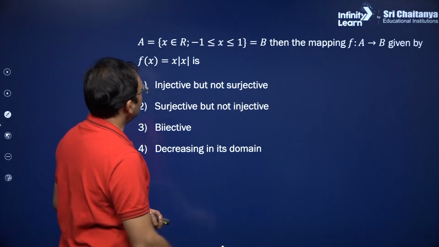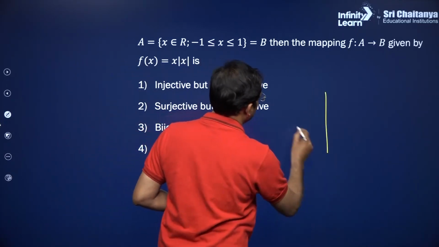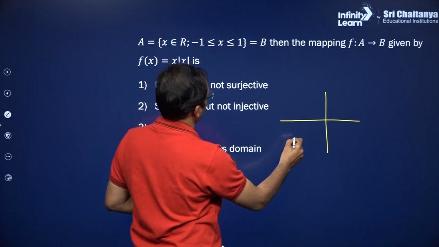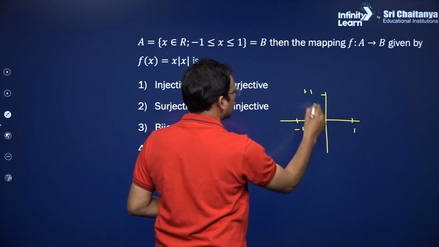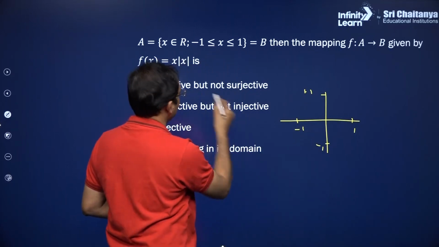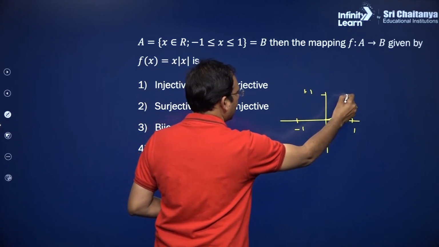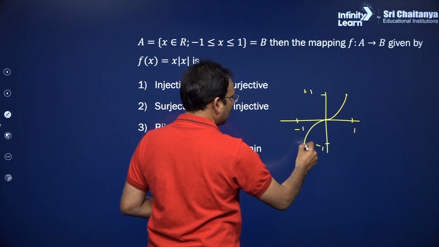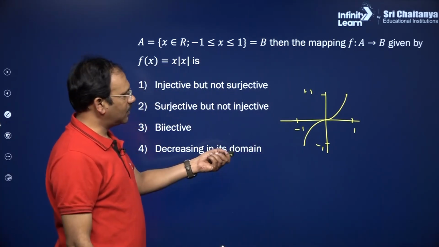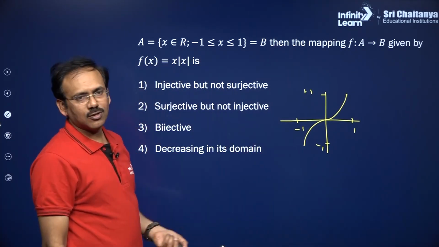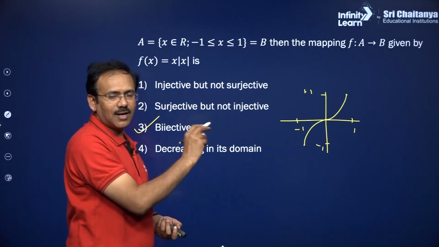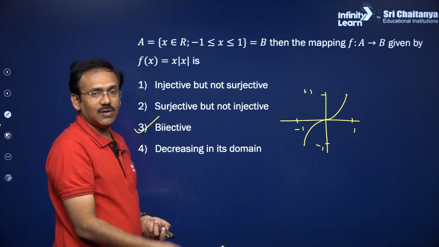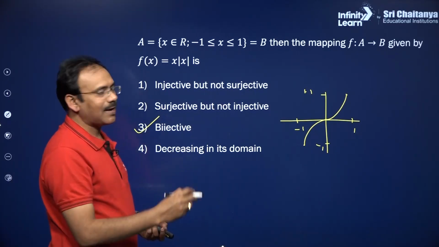Next, you see x mod x graph, x is taken between minus 1 to 1. So domain is minus 1 to 1, even codomain is also minus 1 to 1. When x is positive, it is x square, my dear friends. When x is negative, it is minus x square. Clearly it is one-one, range is also codomain, so it is a bijective function, because every horizontal line cuts the curve at max only one point. So it is one-one and onto.